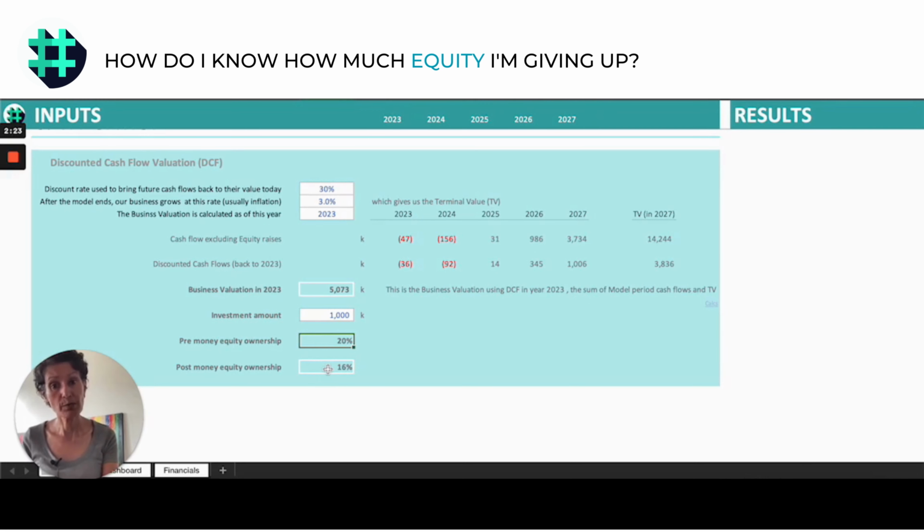And for my post-money, I take 1 million and I divide it now not by 5 million, but by 6 million. And that's how I get the 16% post-money equity ownership equivalent.